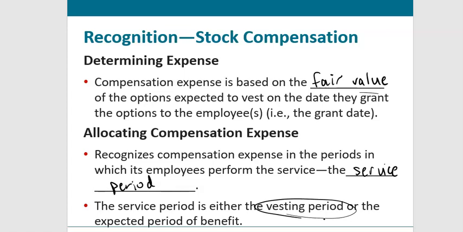So if the options are given and can be exercised anytime after a 2-year vesting period, then we're going to allocate this compensation expense, or the fair value of these options, over that 2-year vesting period. If there is no vesting period, maybe the options can be exercised anytime once they are given, then we say that the service period is equal to the expected period of benefit. We would say, what is the expected time that our employees are going to work for us? That's the time that we're giving them this extra compensation as these stock options.